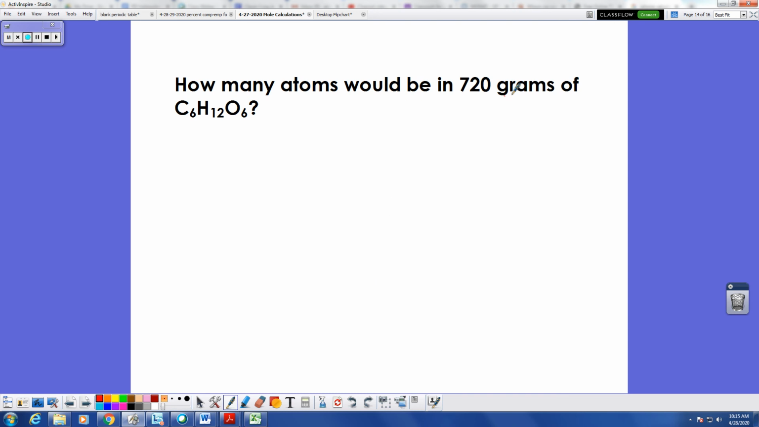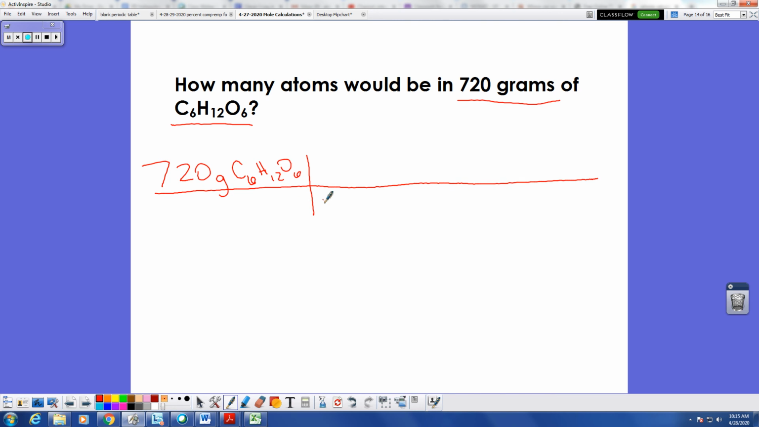How many atoms would be in 720 grams? Okay, now, everything else we've done has been between moles and atoms. So let's think about this. We know how to get from grams to moles, and we know how to get from moles to atoms, so we can just do it all at the same time. So you start with 720 grams C6H12O6. We know that the molar mass of that is 180 grams in 1 mole. And then we know that 1 mole of anything has 6.02 times 10 to the 23rd atoms.